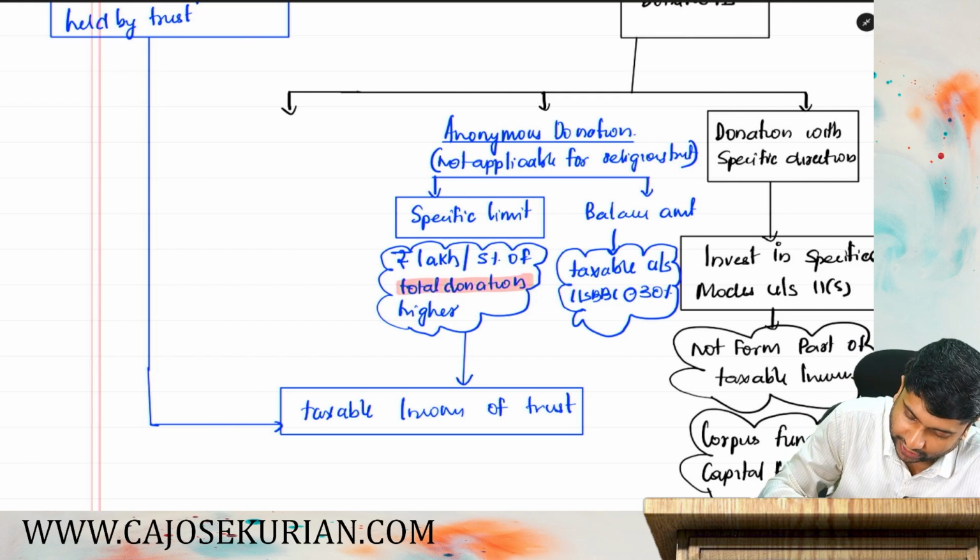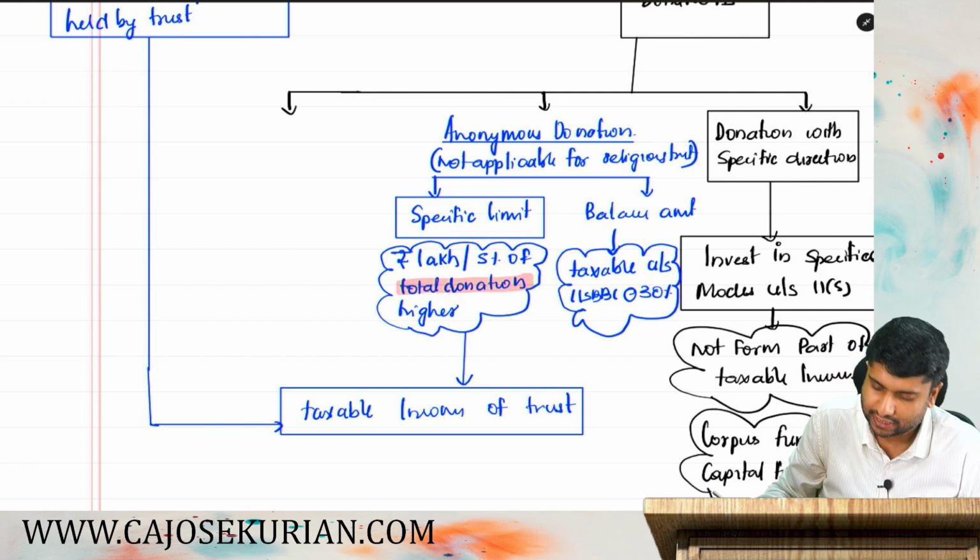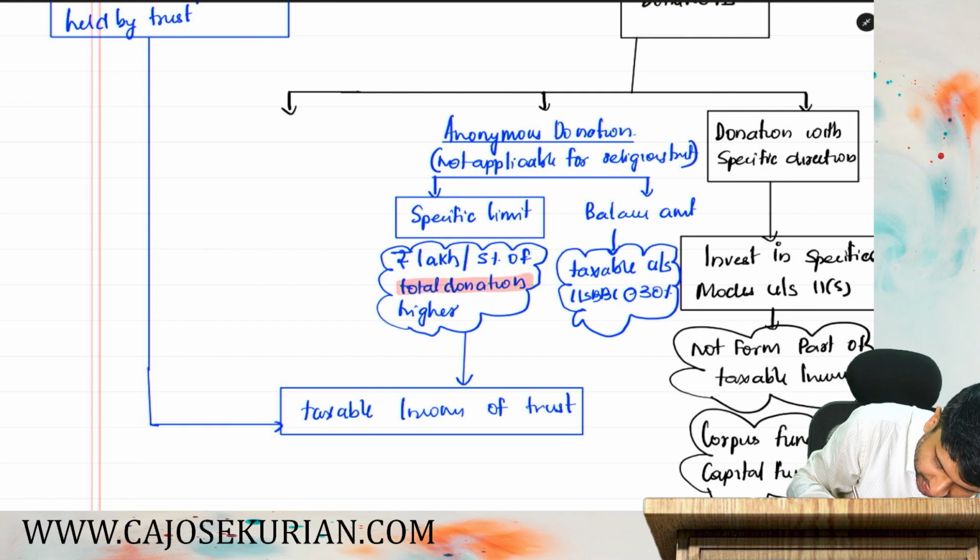And there is one more type of donation, the third type of donation, that we can call a normal voluntary contribution. We can write: other voluntary contribution.